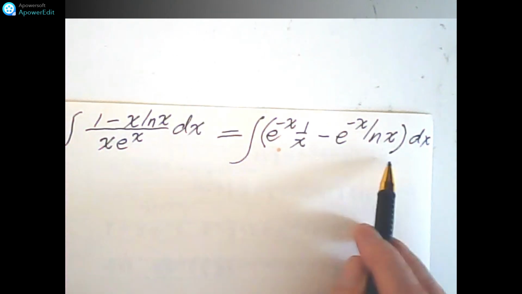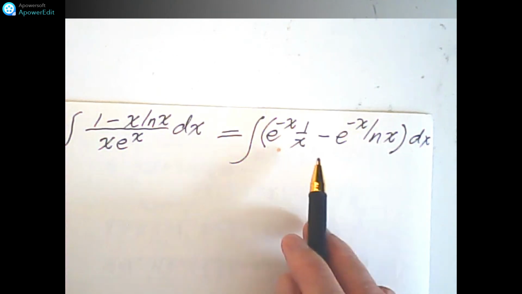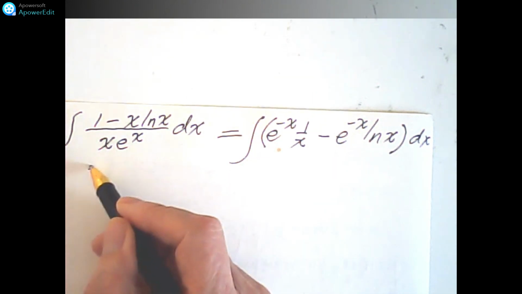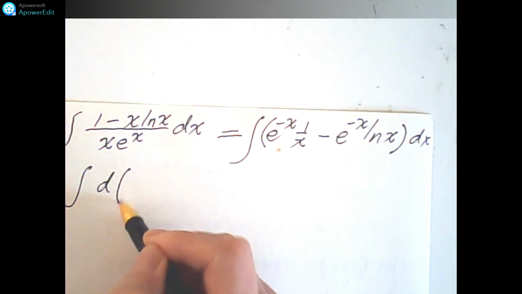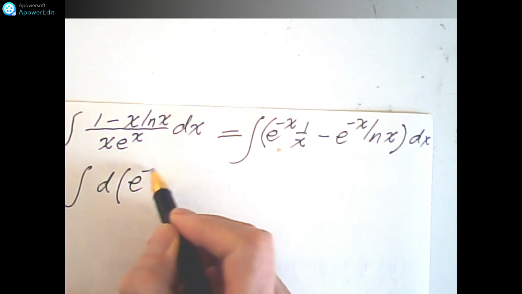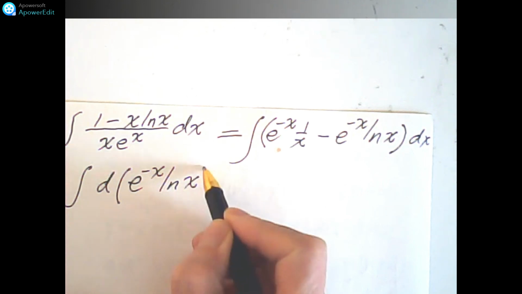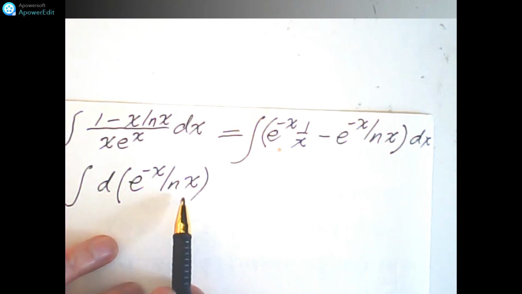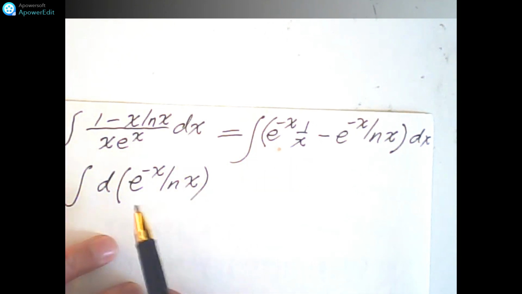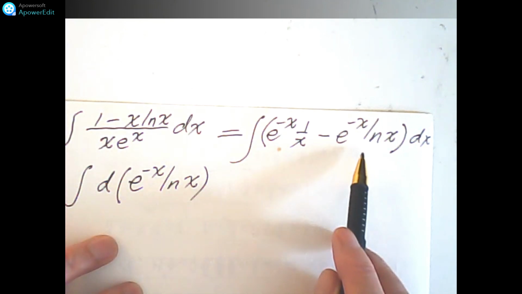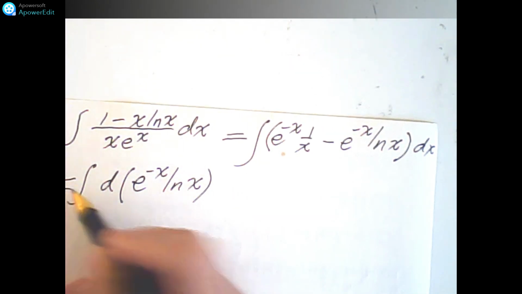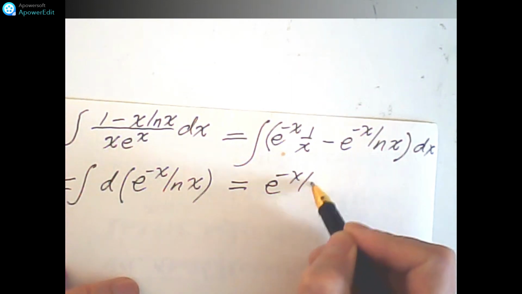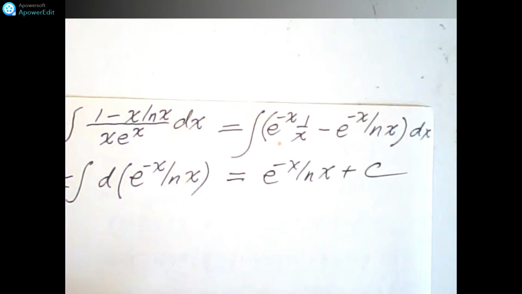Well, this is very nice. This is a perfect derivative of a product. This is the derivative of e to the negative x and the log x. Now, this derivative times this is this. This derivative times this one is that. So that's easy to do. So this is e to the negative x times log x plus c, right?